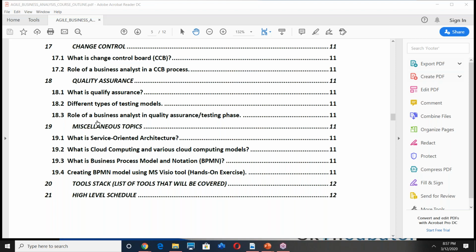But that's, as I said, an advanced level of modeling which not many business analysts are aware of, and that gives you a more competitive edge when you are applying for a job. If you say that you know not only the conventional BPM, business process modeling, but you can also do it using BPMN.